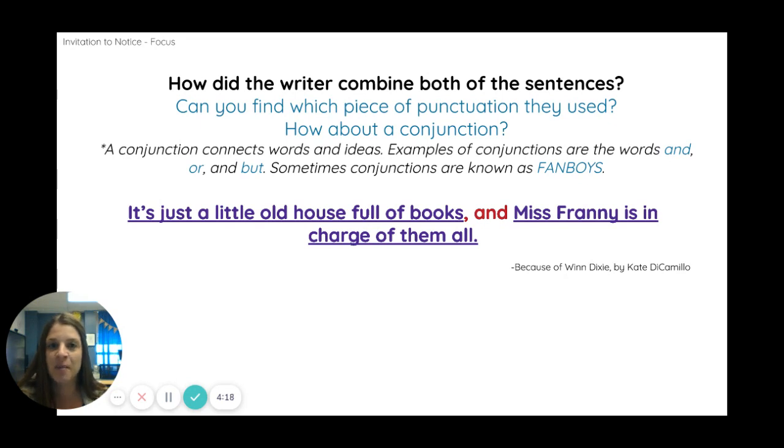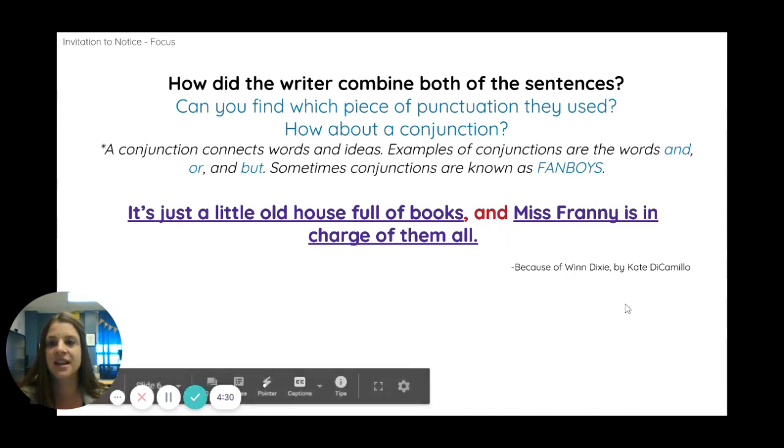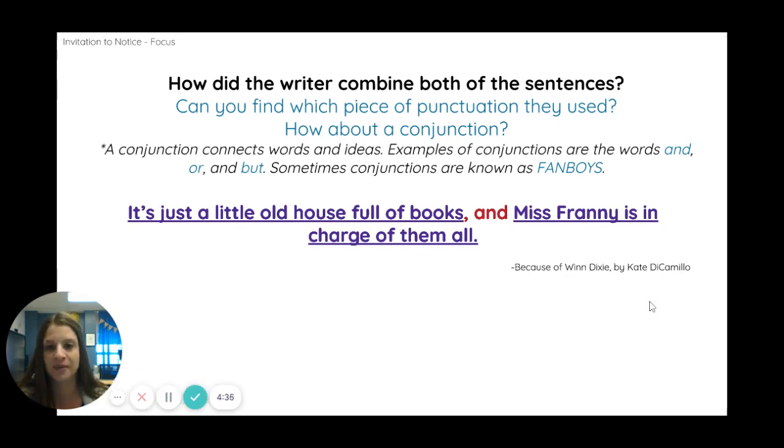So how did the writer combine the sentences? They took 2 complete sentences and they combined them by putting a comma and then one of our fanboys, our conjunction and. So then it reads, it's just a little old house full of books, comma, and Miss Franny is in charge of them all.